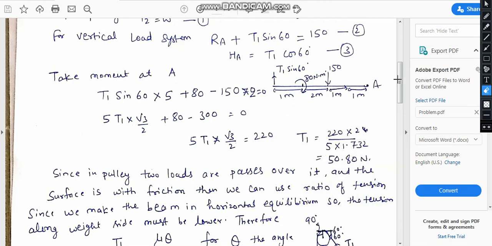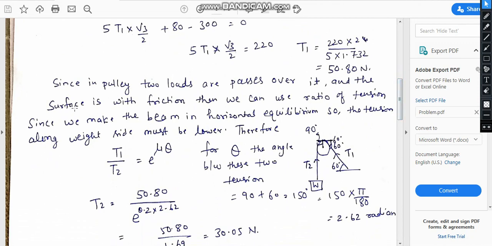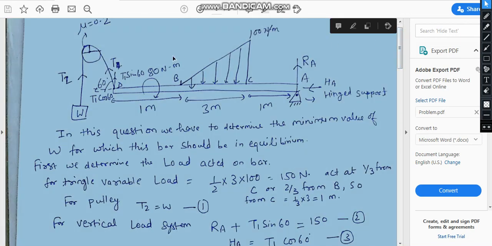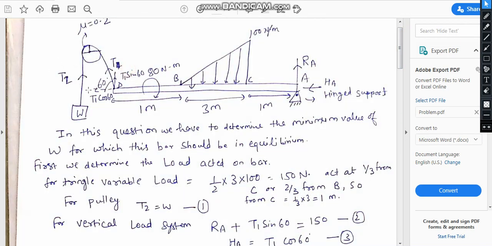Now the second part: how can we determine the weight W? Since the surface has friction, I have written some explanation; if you don't understand, please read this statement. As I said earlier, the value of T2 should be less than the value of T1, and the ratio between these two tensions is T1 by T2 equal to e to the power mu theta, where mu is the coefficient of friction and theta is the angle formed between these two tensions.